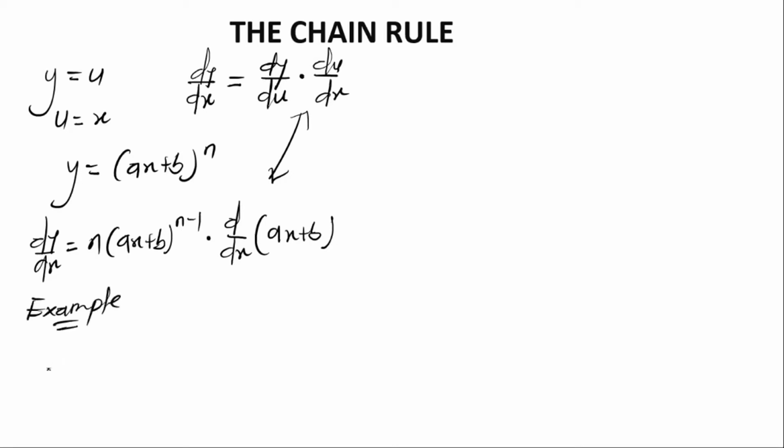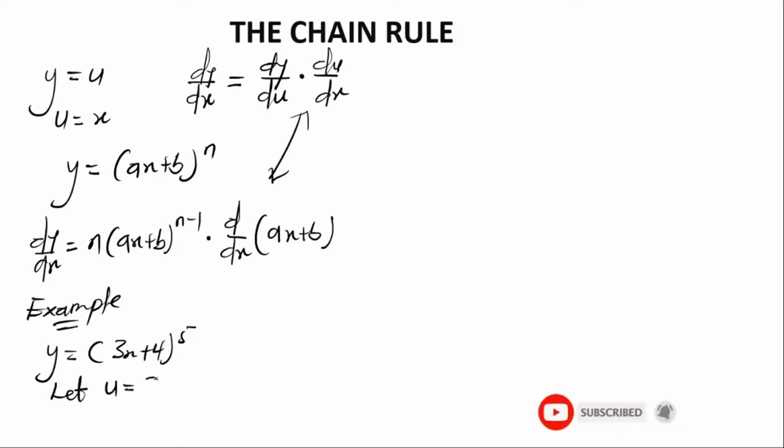Example, we have y is equal to 3x plus 4 raised to the power 5, and we are to differentiate this function. How do we go ahead to solve such a problem? So first of all, we say what? Let the function within the bracket be u. So u is equal to what? 3x plus 4. If u is equal to 3x plus 4, it means the equation we have over here at the top can be rewritten as what? Y is equal to what? U raised to the power 5, because u is now 3x plus 4.